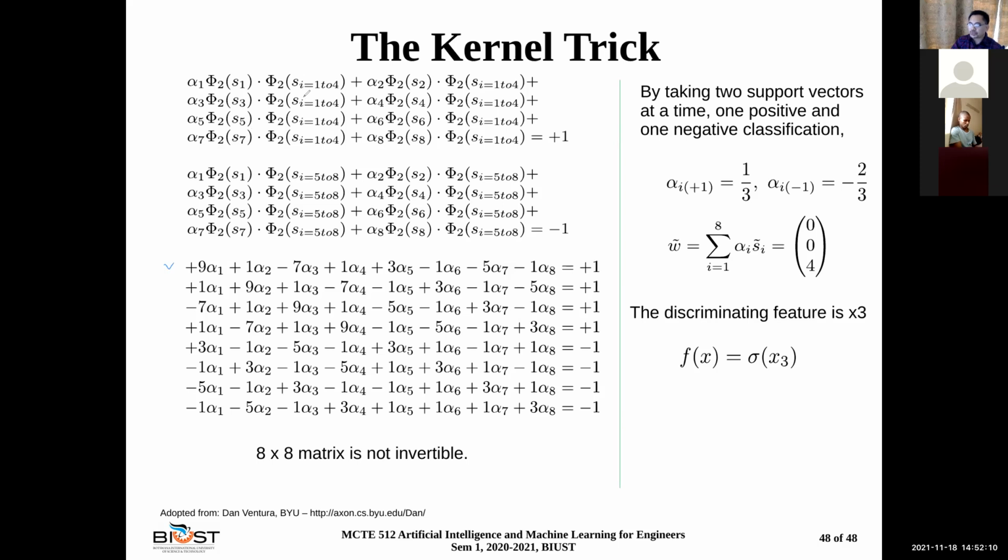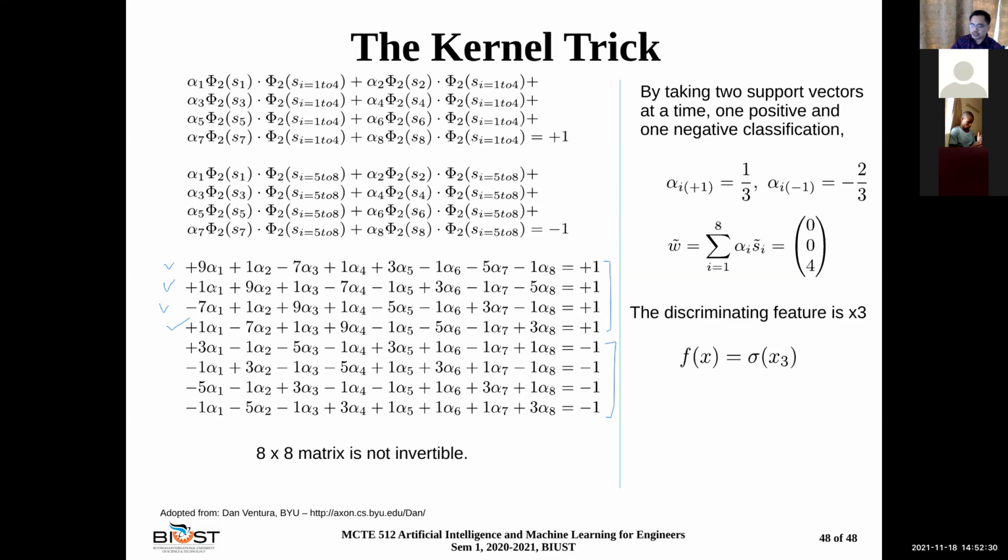Repeat this one for S2. Just substitute this one with S2, positive classification. Repeat this equation for S3, positive classification. Repeat this equation for S4, positive classification. For the negative classification, you repeat this equation, but negative this one, and so on.